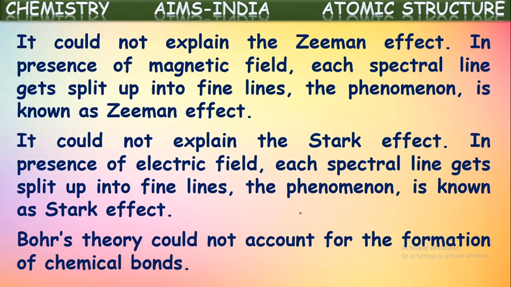One more drawback is that Bohr's theory could not account for the formation of chemical bonds. That means he could not explain why elements participate in chemical bond formation, why elements form different compounds, and why some elements do not participate. How these elements participate in chemical bond formation was not explained by Niels Bohr. So he could not account for the formation of chemical bonds. Okay, these are the major drawbacks in Bohr's model of the atom.